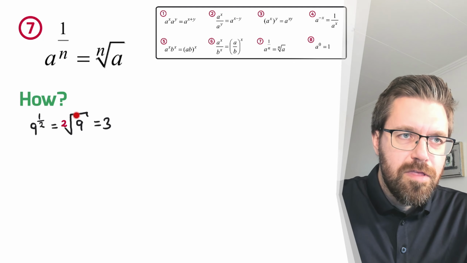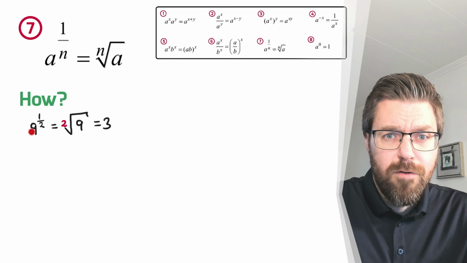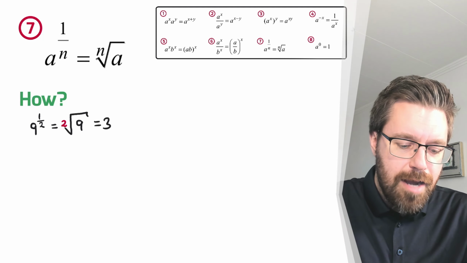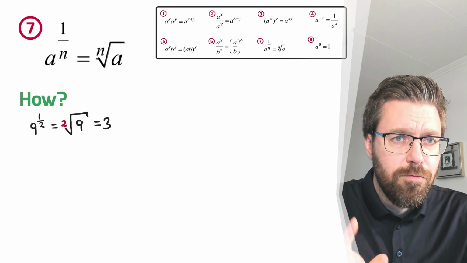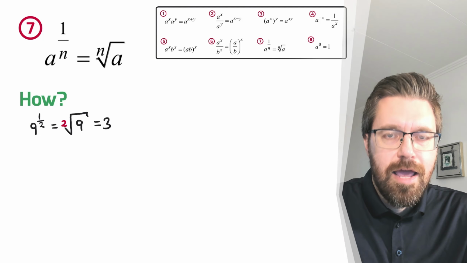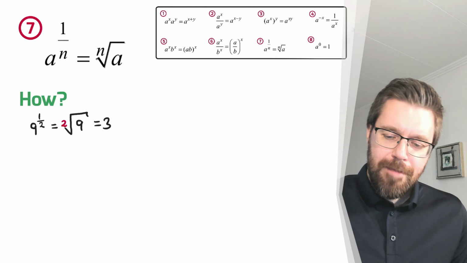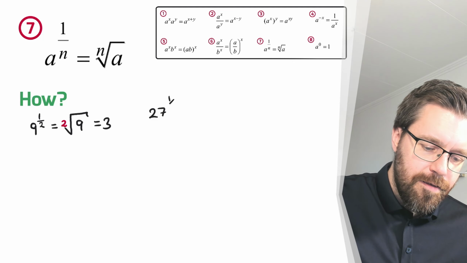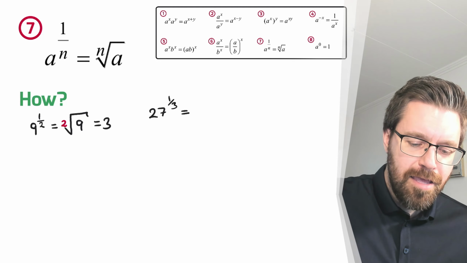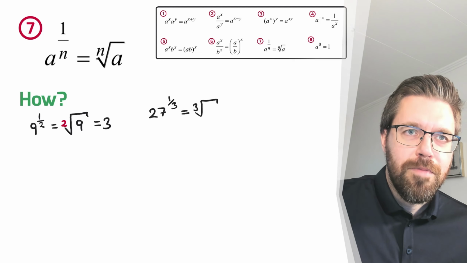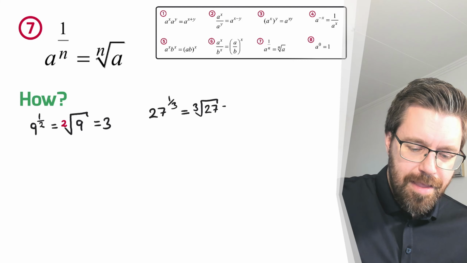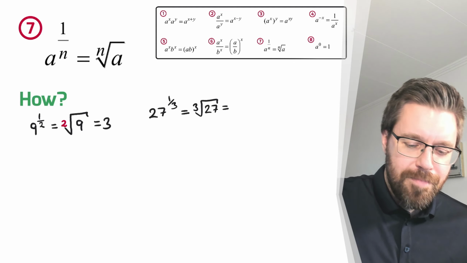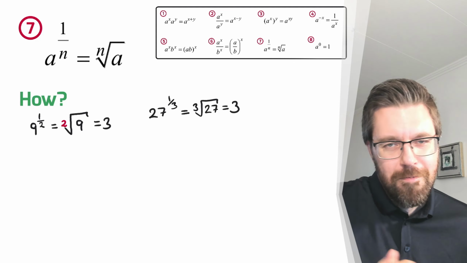And when you use this sign and or write it like this, you mean the positive number that times itself equals the number inside the root. So not minus 3, only 3 when you write it like this. Okay, another example. We take maybe 27 raised by 1/3. And it equals the cube root of 27, and it equals 3, because 3 times 3 times 3 equals 27. So there you have it.